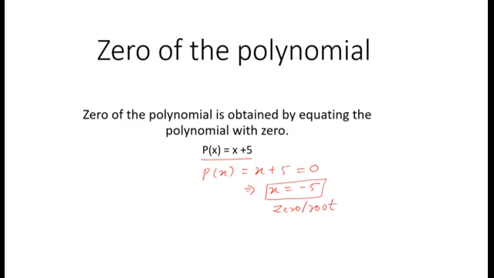Because if I substitute this minus 5 in the given polynomial, no doubt I am going to get a 0. So let's check that. If I put minus 5 in place of x, minus 5 plus 5, no doubt the polynomial will become 0. So here x is equal to minus 5 is the zero or the root of the polynomial.